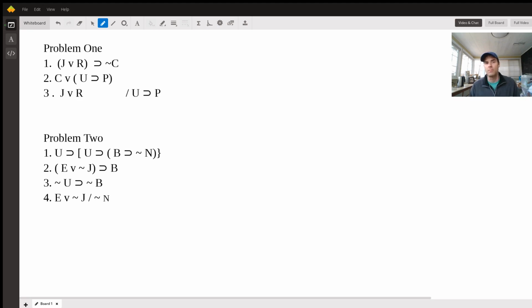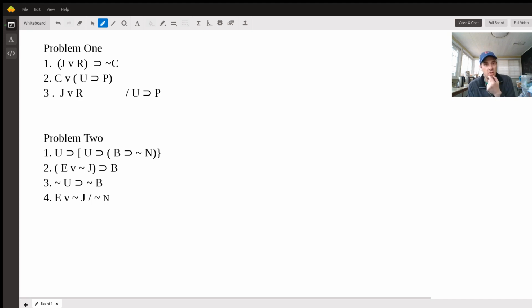Looking at problem 1, we're trying to prove that if U, then P. That's what the slash U horseshoe P means. If U, then P. How would we go about showing that? Well, we look back at our premises. We have 3 premises here. And the second one, you'll notice, says that either C or if U, then P.